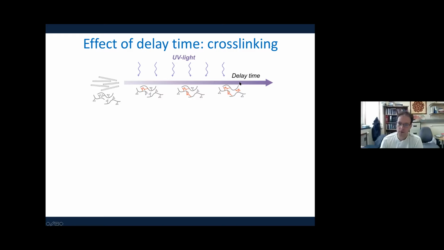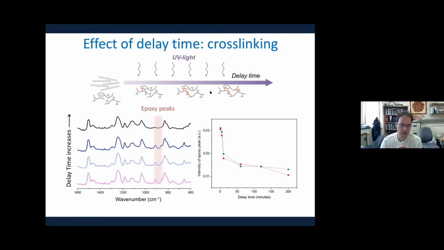We verified that by looking at the infrared spectrum here, where you can look at these typical epoxy peaks, which sort of disappear as you wait longer and longer, i.e. they disappear because you cross-link them as long as you keep them under the ambient light in the fume cupboard. And this was our luck, because if you look at the graph on the bottom right here, this is the intensity of these epoxy peaks as a function of time. And what you can see is that they disappear on the time scales of tens of minutes, say up to an hour or something like that.